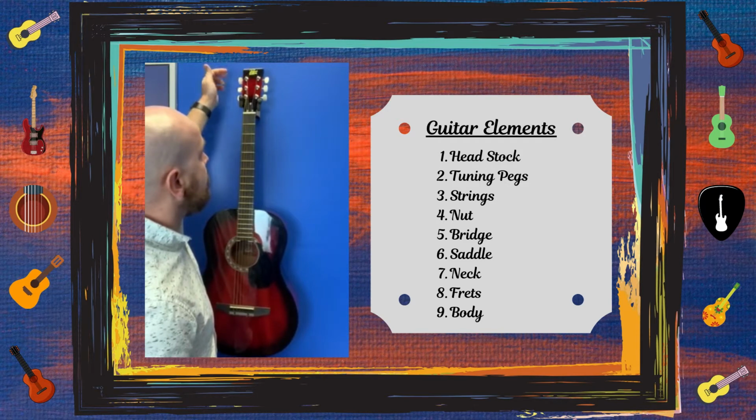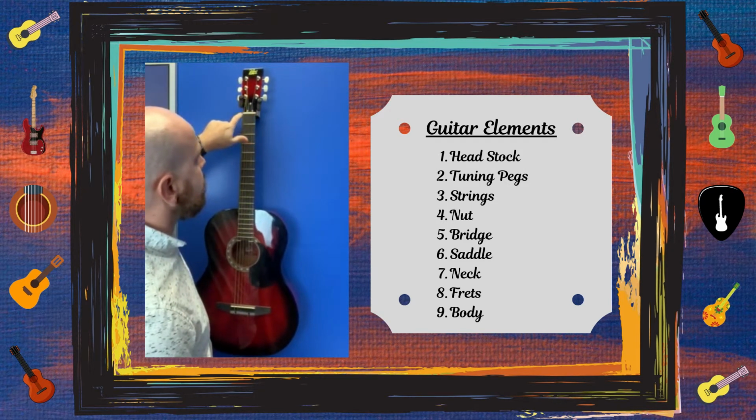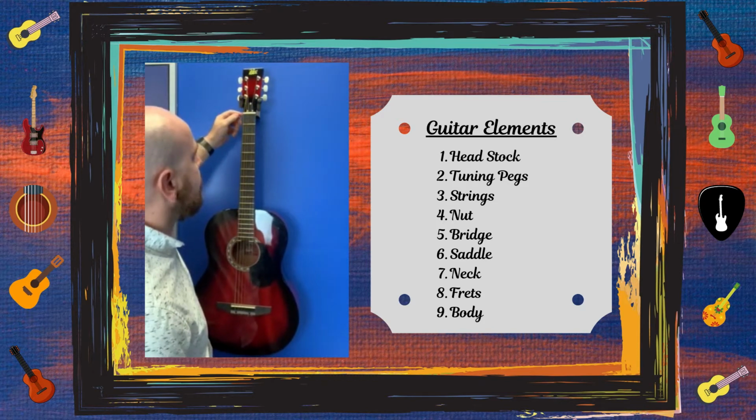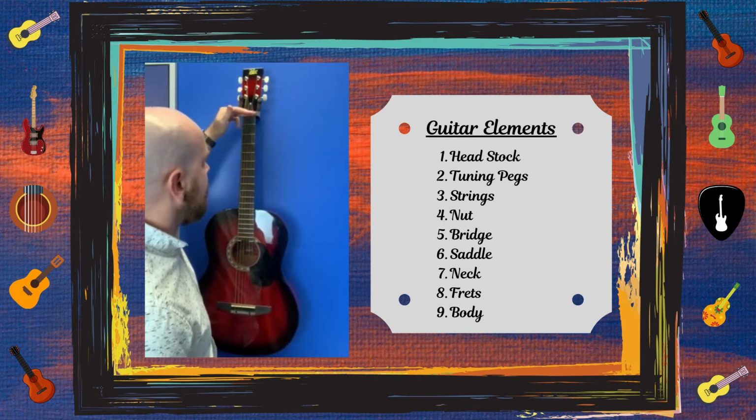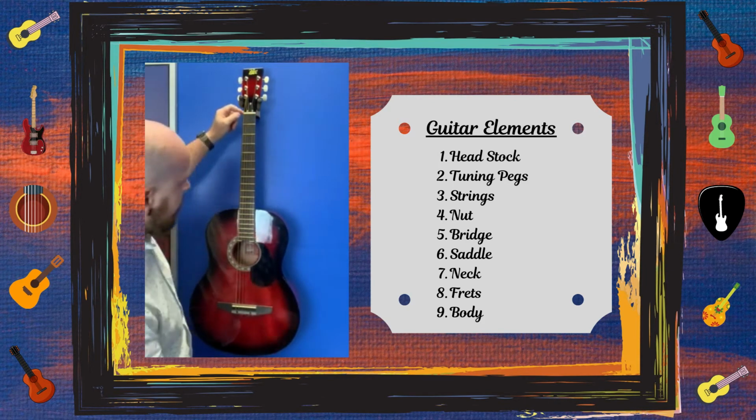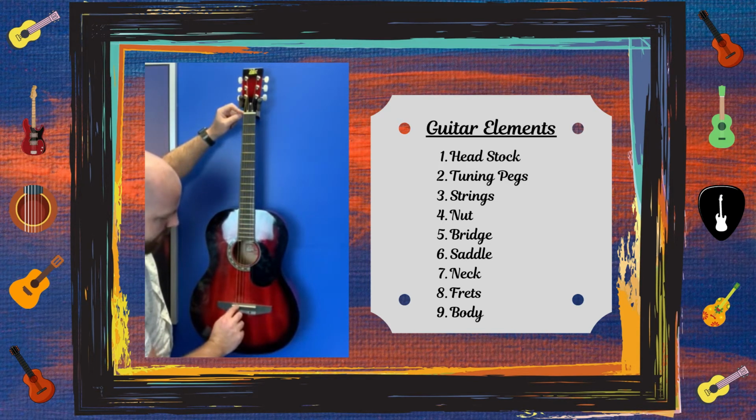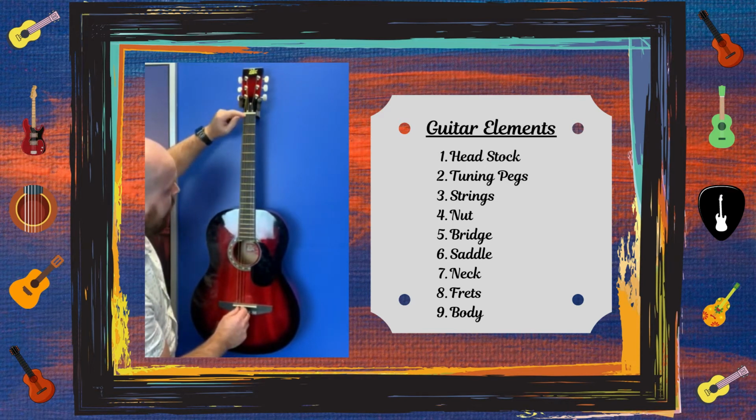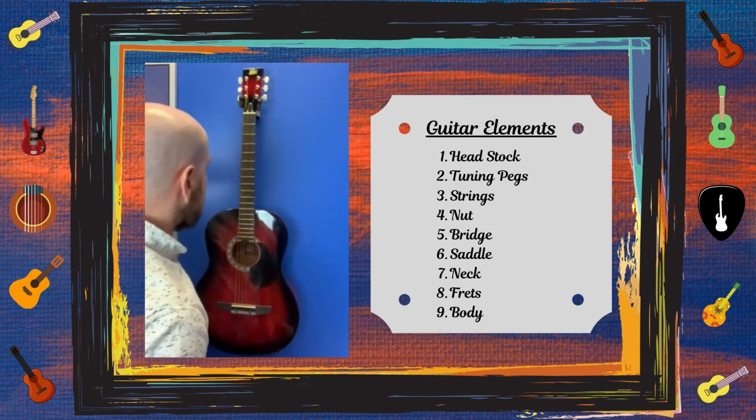So you get the headstock, tuning pegs, strings. This little plastic piece here at the top, that's called your nut. That holds the strings at the top of the neck so that it keeps them straight. It goes from here, and then down here you have your bridge. Your bridge also includes what's called a saddle. The saddle, the nut and the bridge all are responsible for holding your strings.